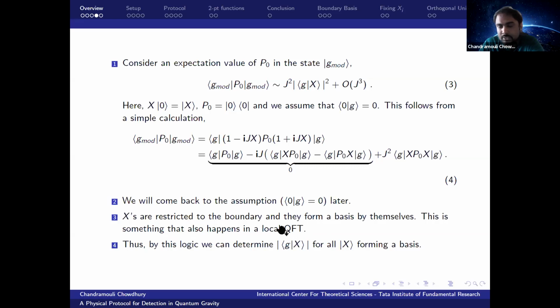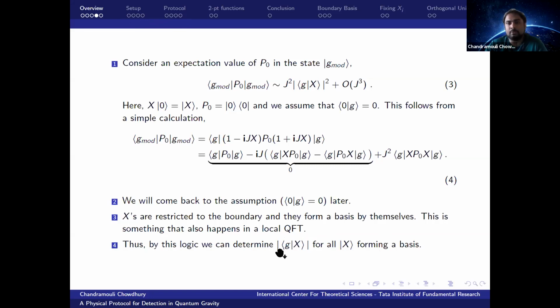This is something that also happens in local QFT. If you take a scalar field setting, and you're on the Earth and you act with some operators on the vacuum state, then you can in principle create any state on a nearby galaxy. This has nothing to do with non-locality or non-causality or anything of that sort. It's only a property of the fact that the ground state in QFT is an entangled state, and I will say a lot more about this in the final slide of the setup. As of now, the only thing you need to take away from this is that I can consider many X's on the boundary and they'll form a basis by themselves.